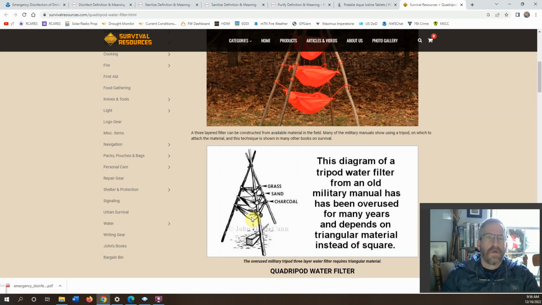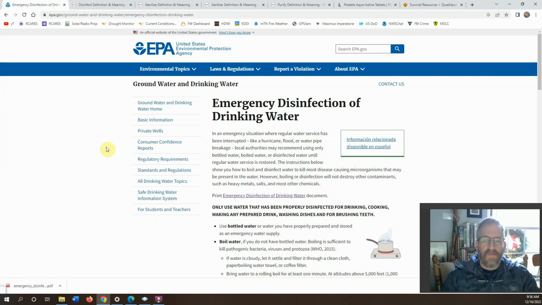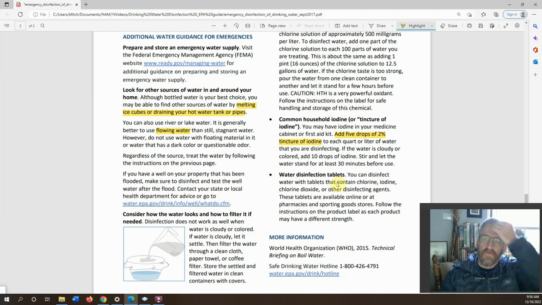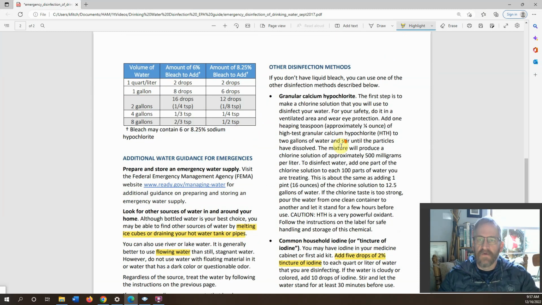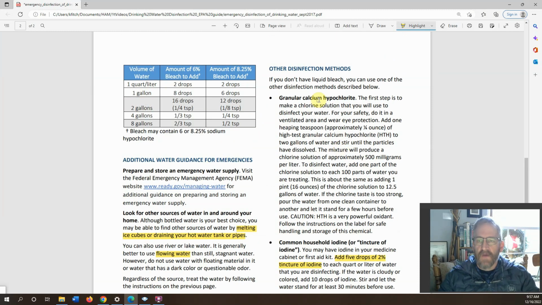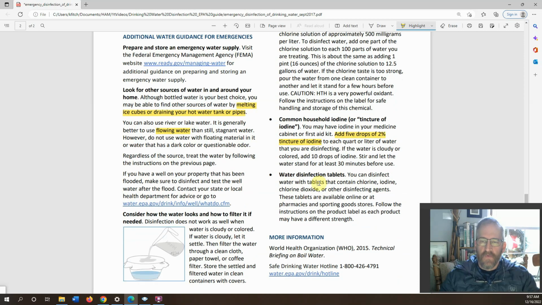All right, so let's go back to our document. Take a little look further. You can also use disinfection tablets. Now, we'll come back to tincture of iodine here in a second. I'm not going to talk about the granular calcium hypochlorite much. That stuff, you have to source that and use it very carefully. But we'll talk about a couple other things.